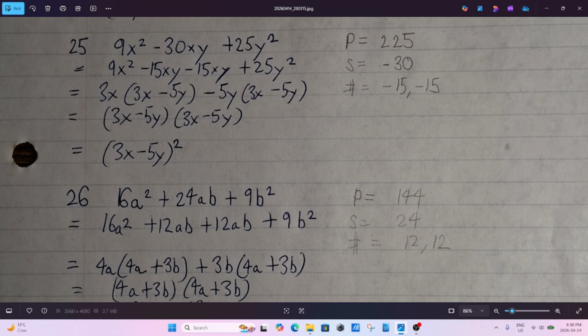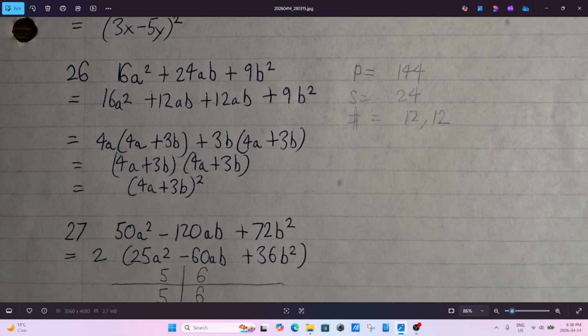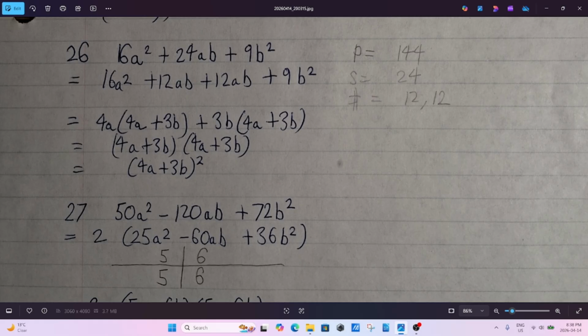Question 26. 16a squared plus 24ab plus 9b squared. Product equals 144. Sum is 24. Numbers are 12 and 12. So we split the middle term, factor the first two, and factor the last two terms, and we'll get our answer of 4a plus 3b squared.